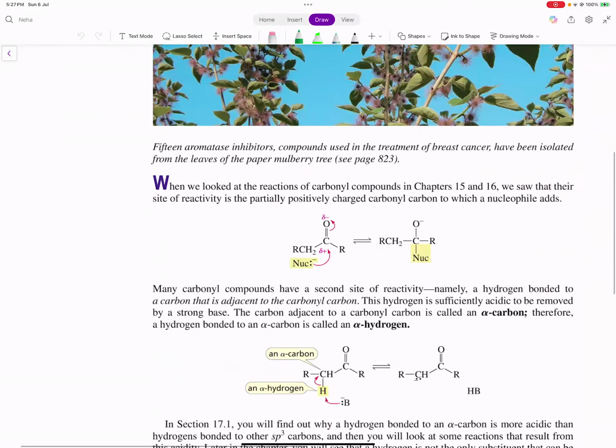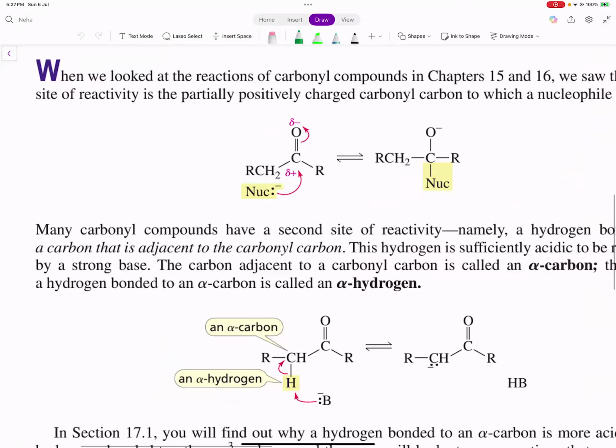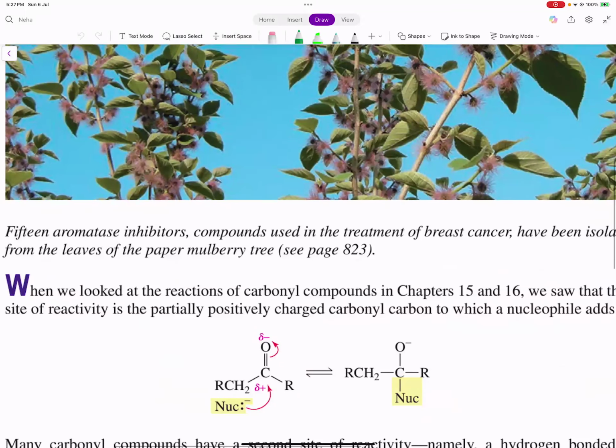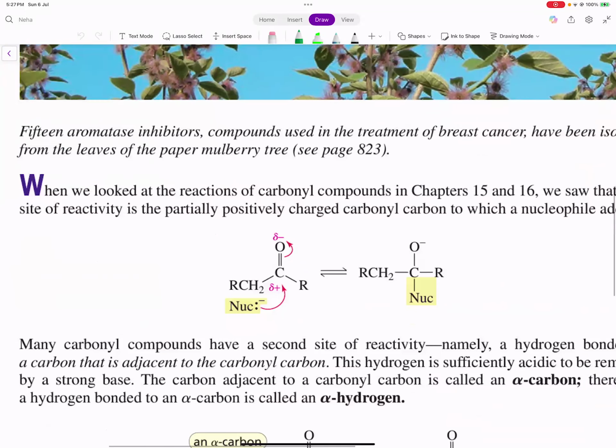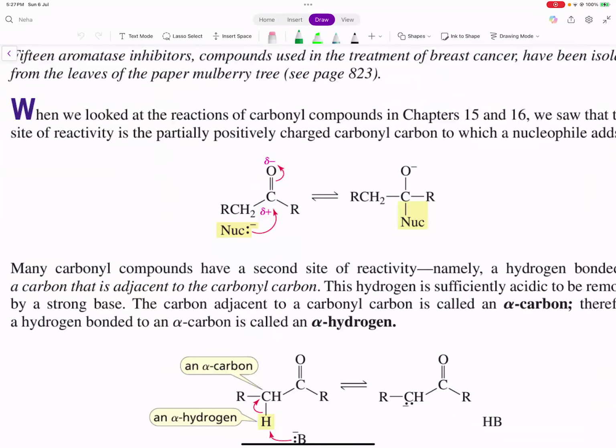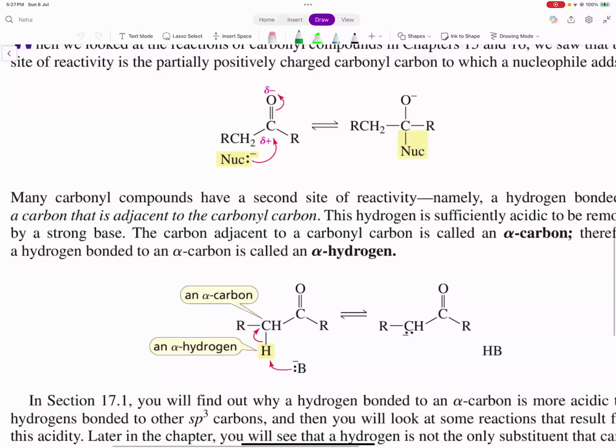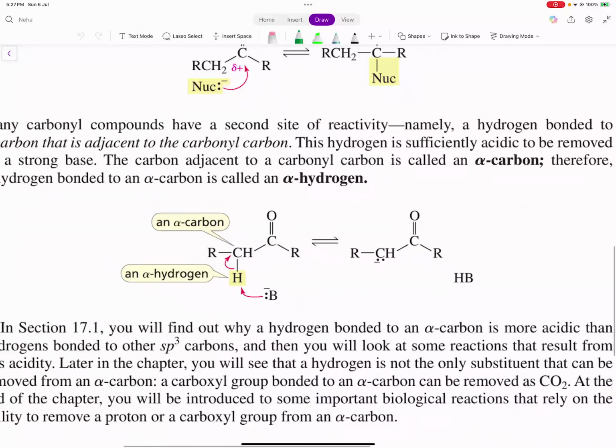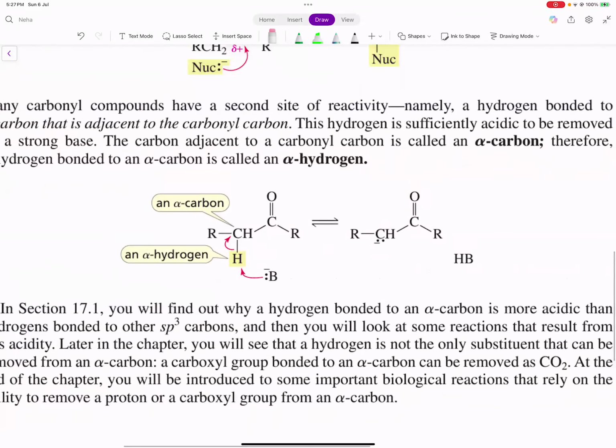First, let's see how it is starting. You can see it's written there, and on page 823 they have explained. We know that nucleophilic addition takes place, right? That's the first thing. But they are saying that if we employ a strong base, the carbon next to the C double bond O is called an alpha carbon. So the alpha hydrogen is acidic, so a base can be employed which can pick this alpha hydrogen. Why is this alpha hydrogen acidic? Because after taking out this proton, this will be resonance stabilized, right?